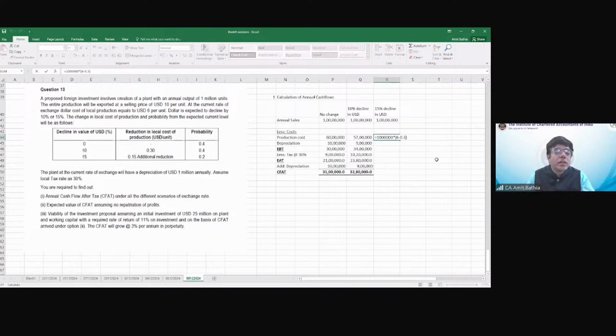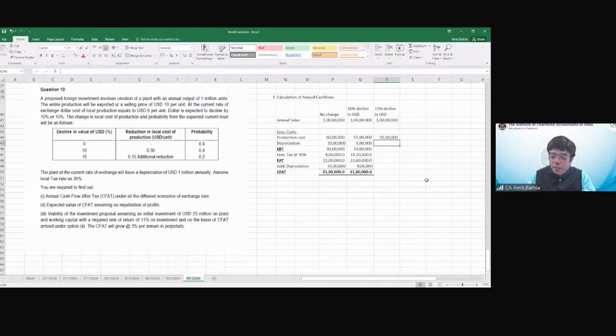6 minus 0.45. 0.45. Very good. Additional cost है, right? So it is not just 0.15. It is 0.3 plus 0.15. So 0.45. Very good. All right.